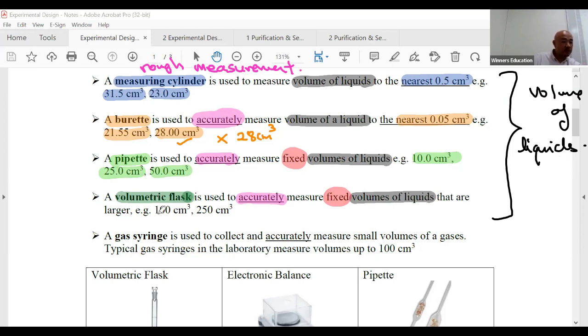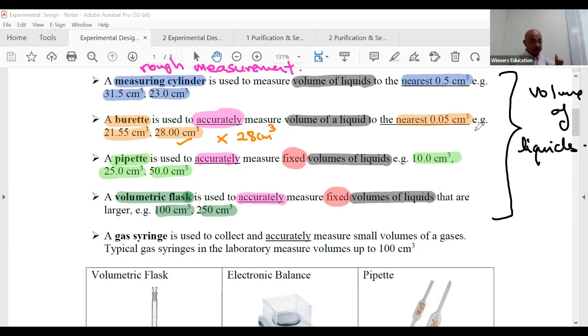These are for volumes that are larger, like what? 100 cm cube, 250 cm cube kind of flask. I repeat myself, three of them are precise, accurate measurements. The first one is not. You need to know their precision. Those who went to a lab, my Sec 4 will concur.